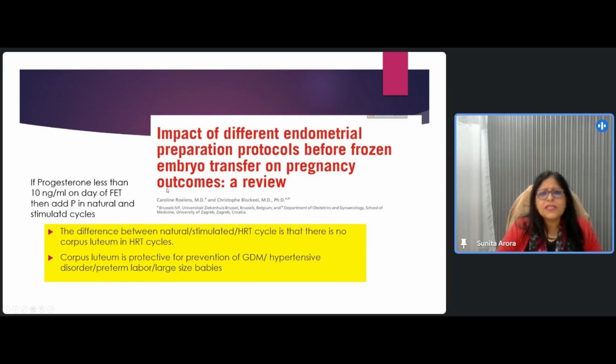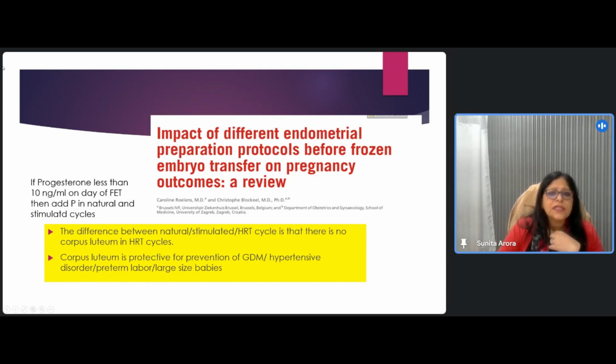Now, what does literature say regarding different endometrial preparation protocols before frozen embryo transfer cycles and their outcomes? They say the difference between natural, stimulated and HRT is that there is no corpus luteum in HRT cycles, and corpus luteum has a protective effect for prevention of GDM, hypertensive disorders, preterm labors, and even prevents having large size babies. So literature does support a bit about the modified natural cycle over HRT cycle.